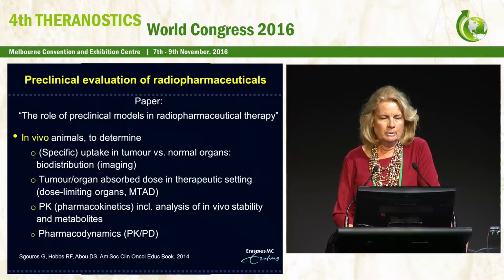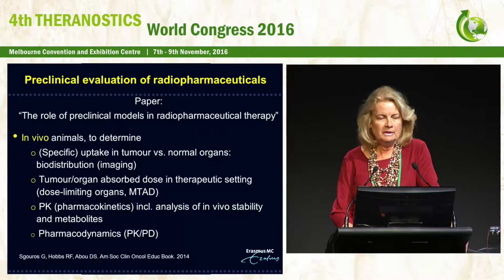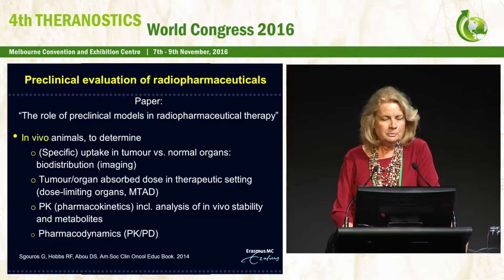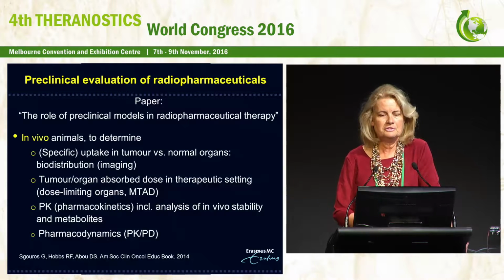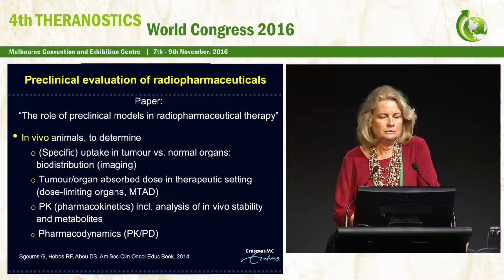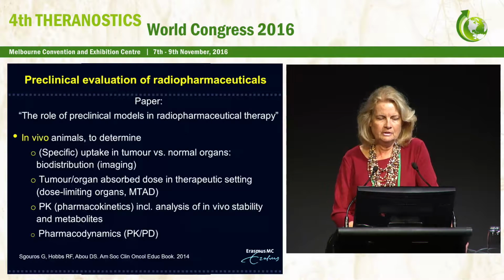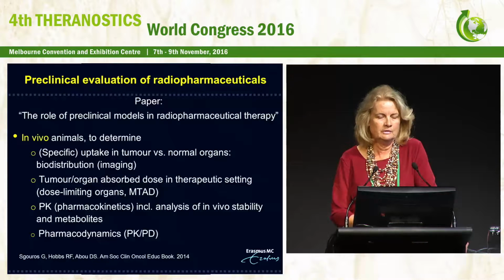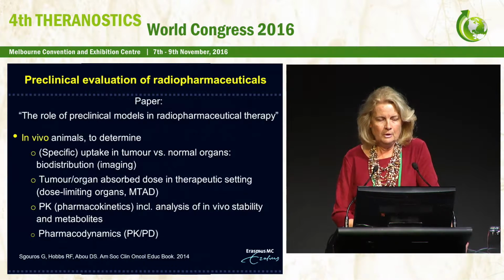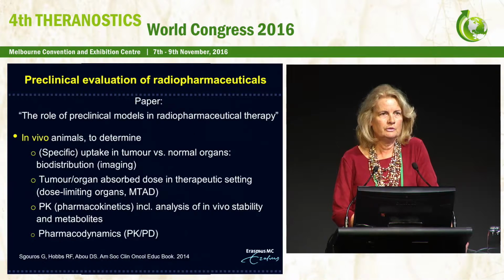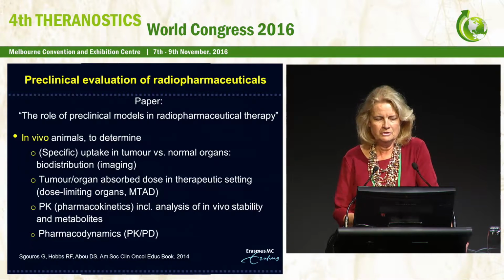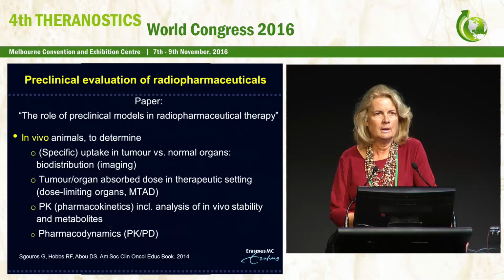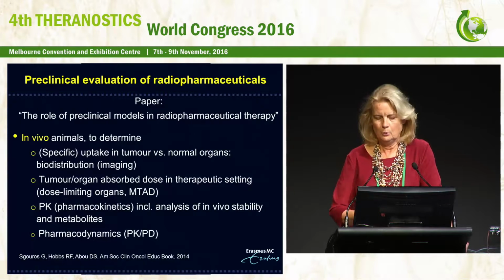So a little bit in more detail on the role of in vivo animal studies. These can be used to determine the biodistribution, so the uptake in a tumor versus the normal organs. We can look at the tumor to organ absorbed dose in the therapeutic setting. Those limiting organs can be determined, as well as the maximal tolerated administered dose. We can look at the pharmacokinetics to see what the body does with the tracer, and also the pharmacodynamics, so to see what the tracer does with the body.